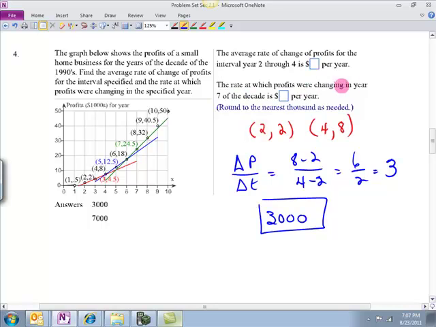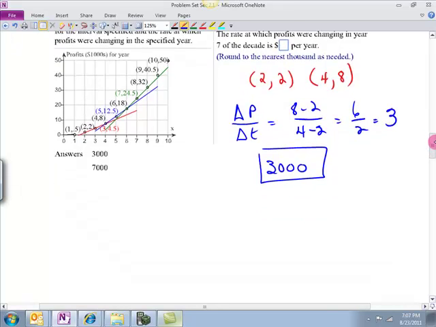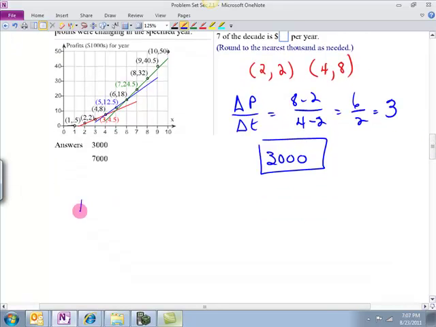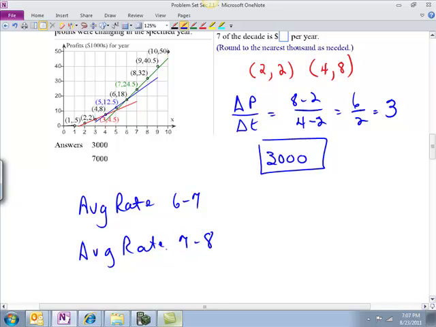Now, the rate at which profits were changing in year 7 of the decade. In year 7, we don't have anything else to go on. Here's a suggestion for how to do that. Could we do the average rate between 6 and 7 and the average rate between 7 and 8? You do that. Come up with what you got.